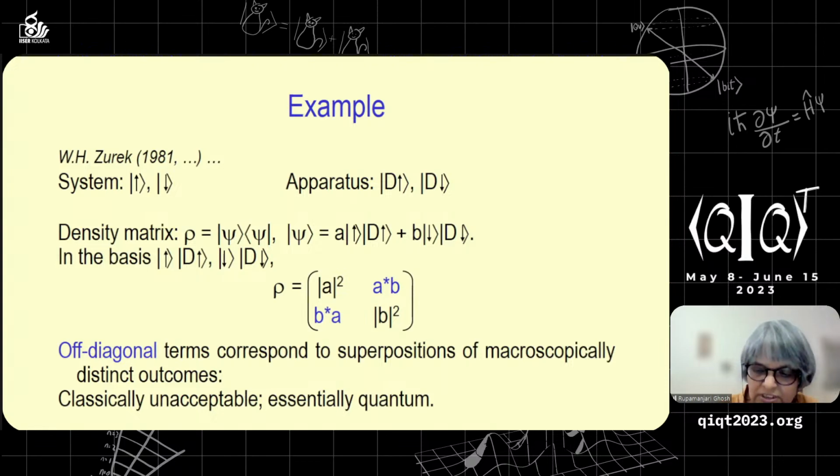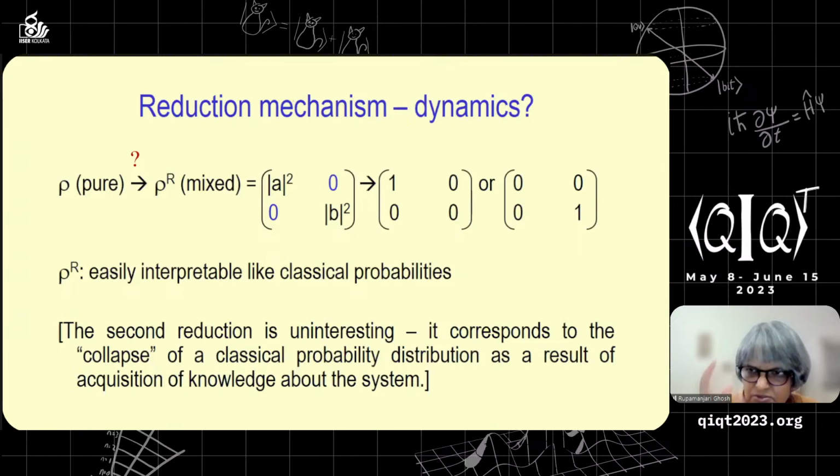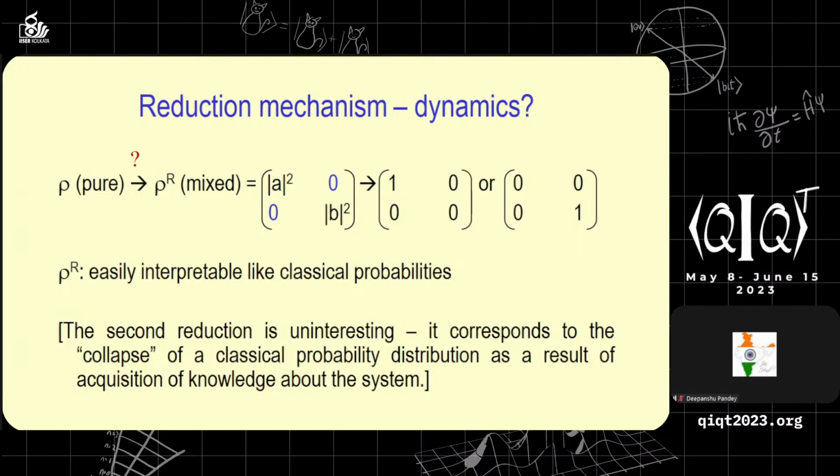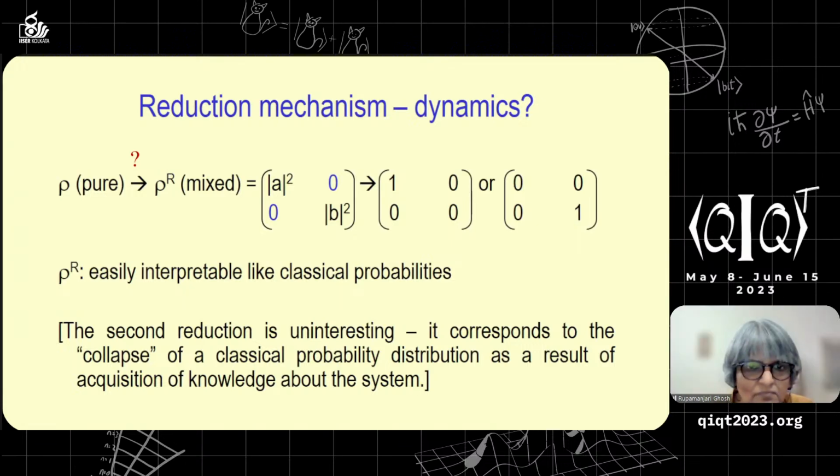So these blue terms are the ones that are troublesome in quantum mechanics, and that's the resource that we plan to use. Now, from that pure density matrix, you actually go to a reduced mixed density matrix. The reduction mechanism is not taught in standard quantum mechanics textbooks. You just say that there is a reduction mechanism by which you put those off-diagonal elements to zero.